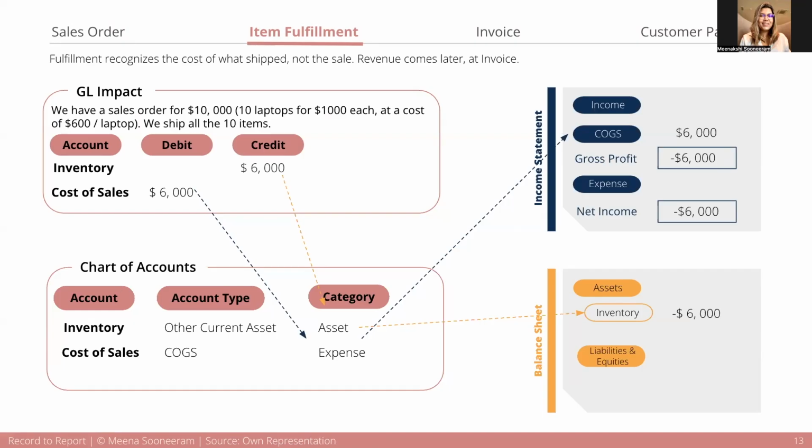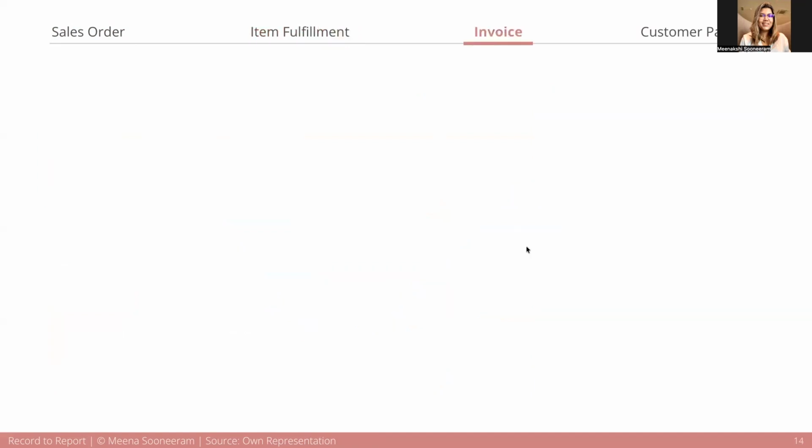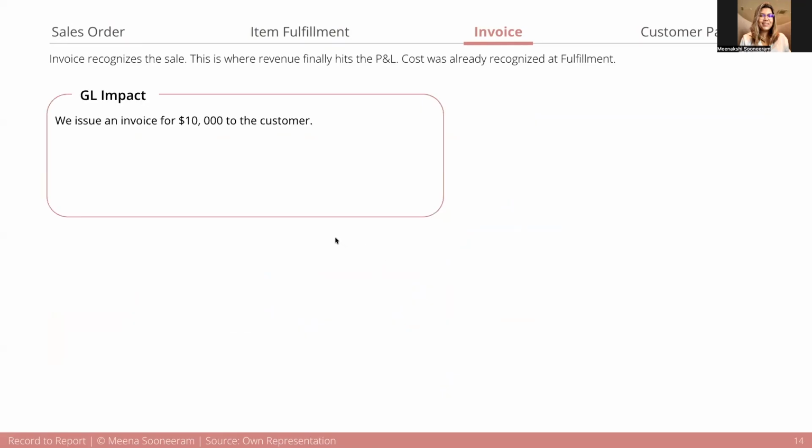So notice something important though. We haven't recognized the 10,000 revenue yet. We have delivered the goods, but we haven't invoiced the customer. This will come just after this. So invoice, we have sent the invoice to the customer for the whole 10,000. And this is where the revenue side of the transaction is recorded.